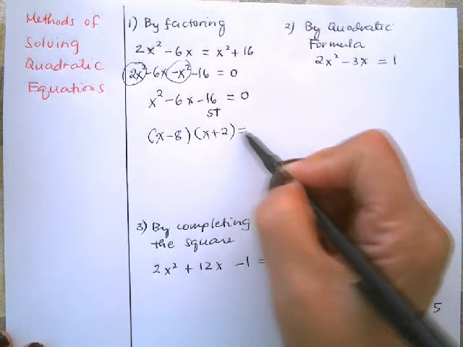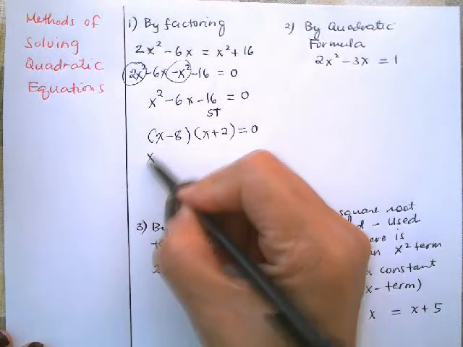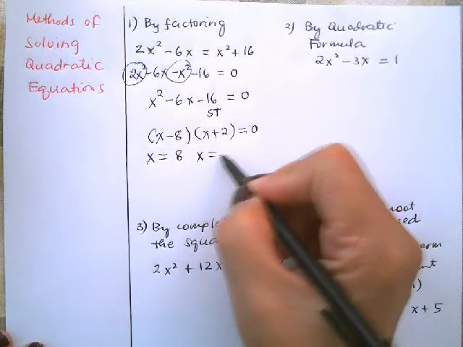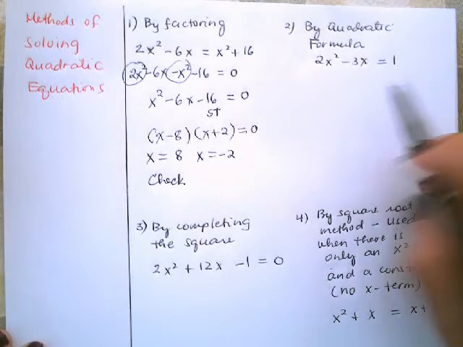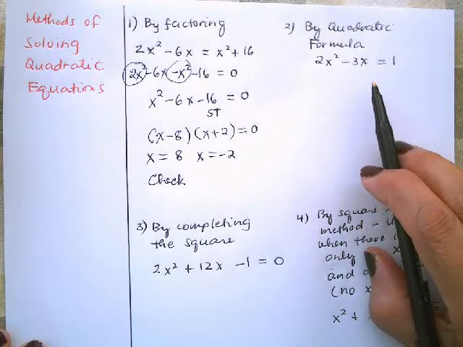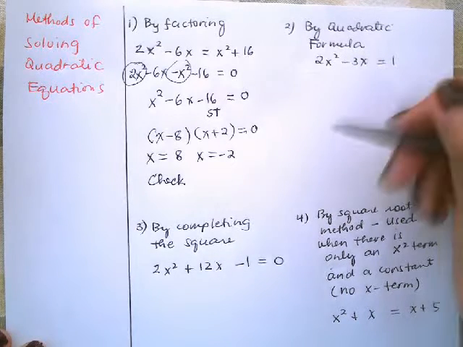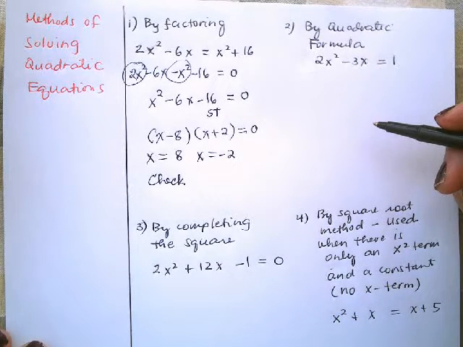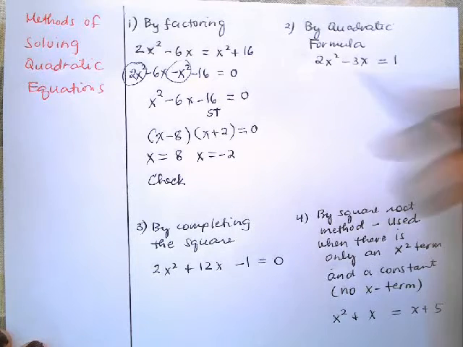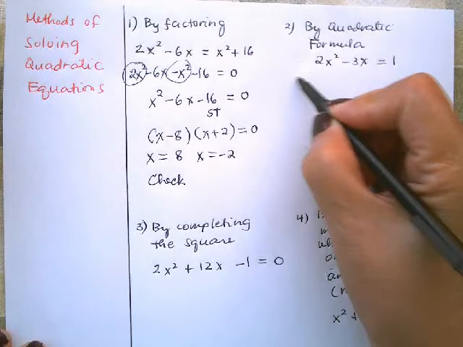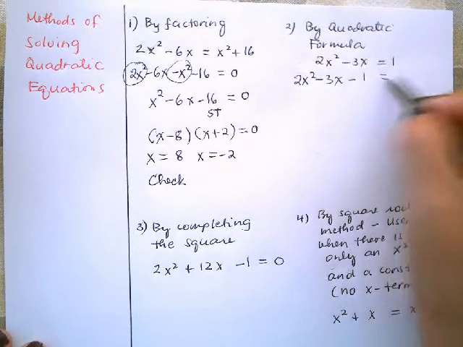I hope you stop the video and just solve it first on your own. So here x equals 8 and x equals negative 2, and always check. Next, by quadratic formula, first step is you make the right side equal to 0 also. So like I said, stop the video and solve this. Pause it anywhere you like. So don't just listen to this. You have to solve the problems. So minus 1, so that is 0.